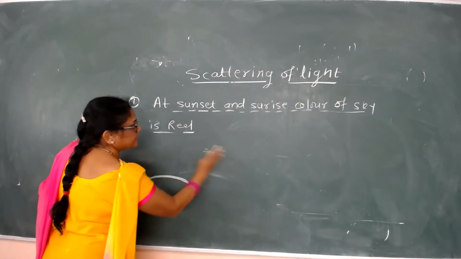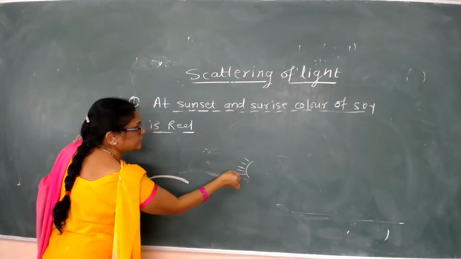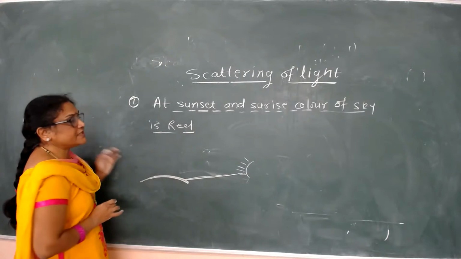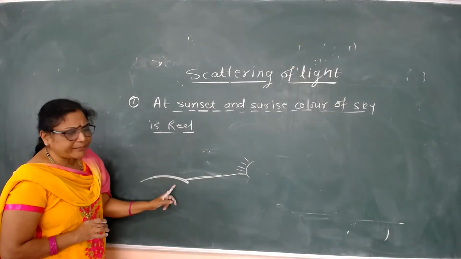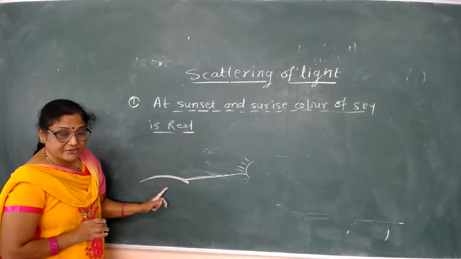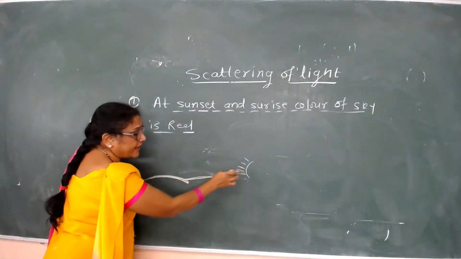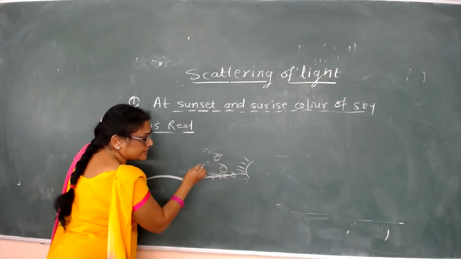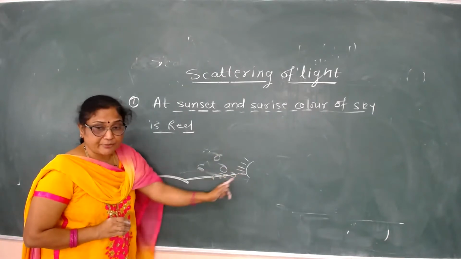It means the distance from the sun to the earth surface is large. So what happens here? When the distance between the sun and the earth surface is large, when the light rays travel, they are again incident on the molecules in the atmosphere.